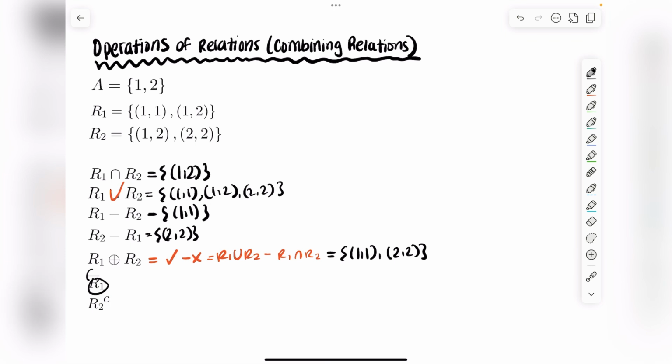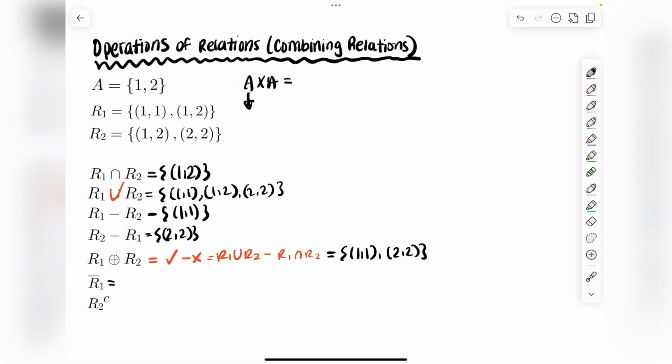Now here we have R1 bar. Remember, bar and C mean the same thing. It's just opposite. So basically we want everything that's not in R1. So everything that's not here. So you just have to remember, where are you getting these from? You're getting them from the Cartesian product of its set with itself. So find what that is.